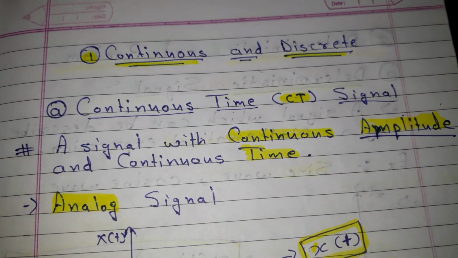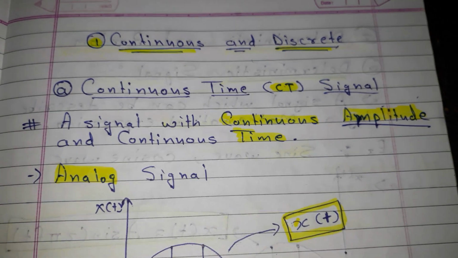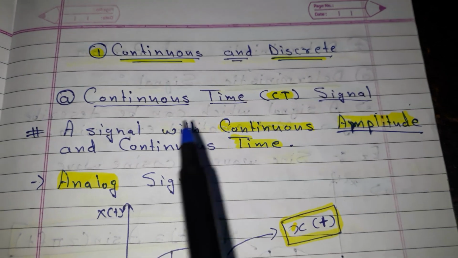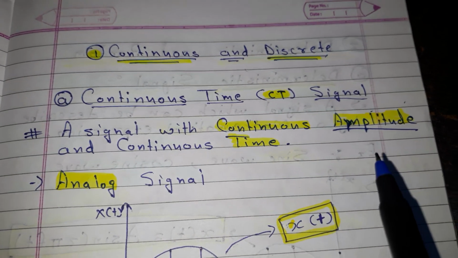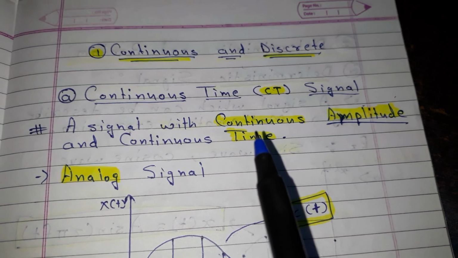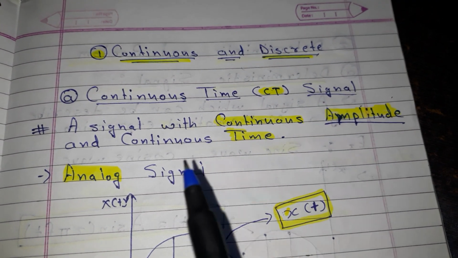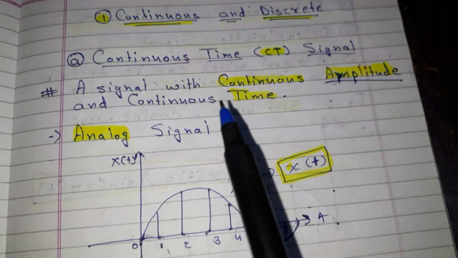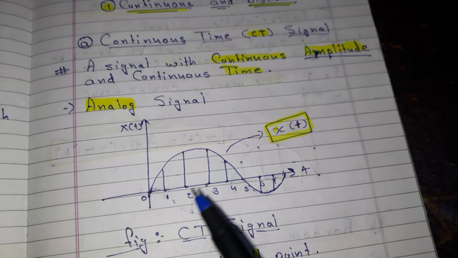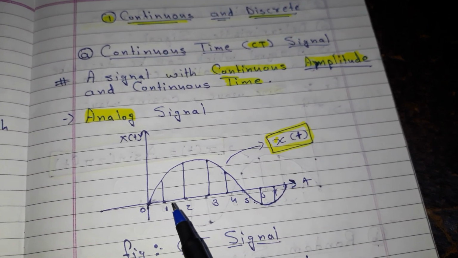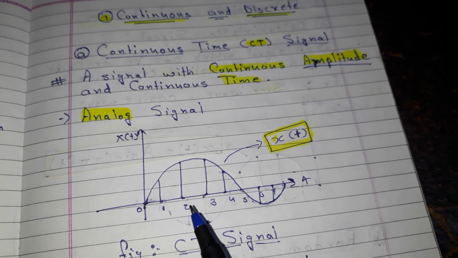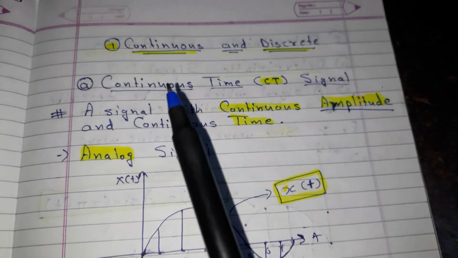The first type of signal is continuous and discrete signal. So what is a continuous time signal? A continuous time signal has continuous amplitude and continuous time. This is called a continuous signal. Continuous signal means at any particular slot of time we can get a value. So that's why this is called continuous.